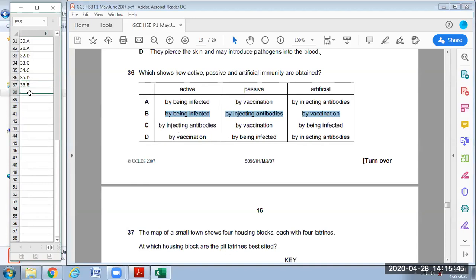Very easy to confuse that. Active is your own body making white blood cells. So obviously if you get infected, your own body will make it. Passive is from a different source. So you're getting antibodies from your mother, or you're getting it from an injection. Artificial is a man-made product, which is a vaccine. So B is the answer.